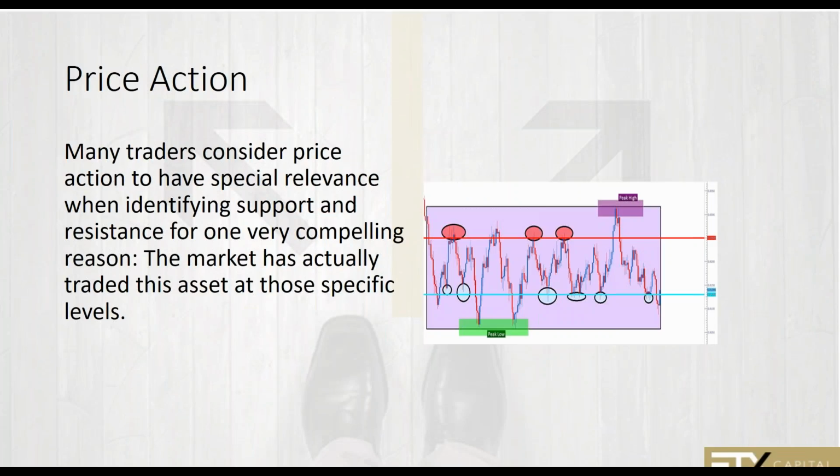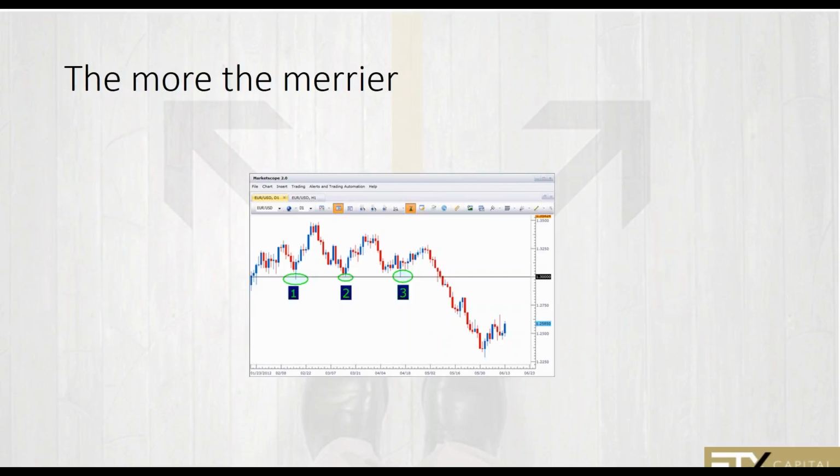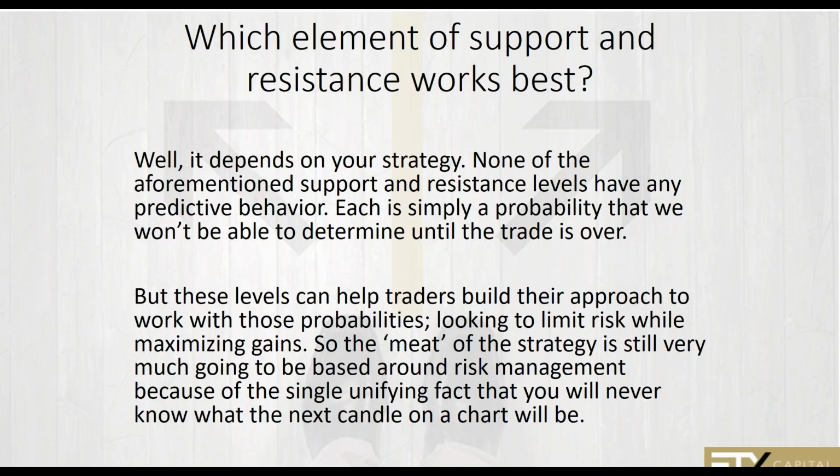Many traders consider price action to have special relevance when identifying support and resistance for one very compelling reason. The market has actually traded this asset at those specific levels. And that's why we look for support and resistance levels that are more focused on where you're looking at and where the asset is currently trading. Now, the more times that this asset has touched that level, the more supportive it's thought to be.